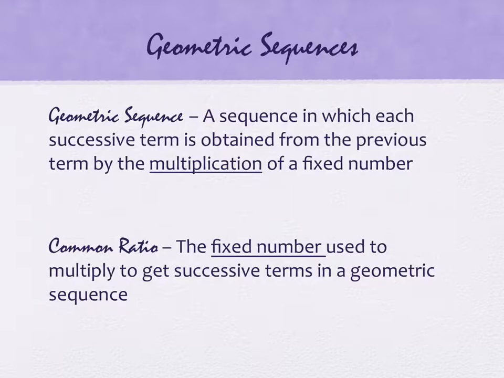Again, you can multiply by positives, you can multiply by negatives. You can also multiply by fractions. So if you think about multiplying by the number 1/2, multiplying by 1/2 is the same as dividing by 2. So sometimes geometric sequences look like we're dividing terms because we're really multiplying by a fraction. The number we multiply by is called the fixed number, the common ratio. Okay, it's a common ratio of a geometric sequence.